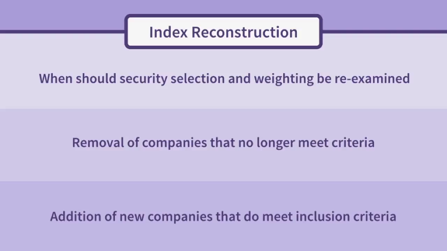Reconstitution creates turnover in a number of ways, especially for market capitalization weighted indices. During reconstitution, the index provider must change the weights of the other constituents in order to maintain market capitalization weighting of the index.